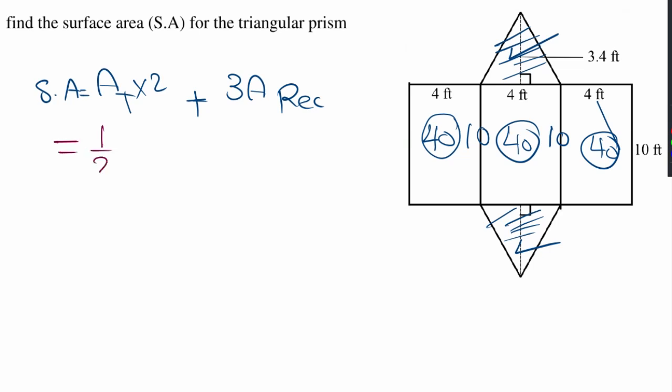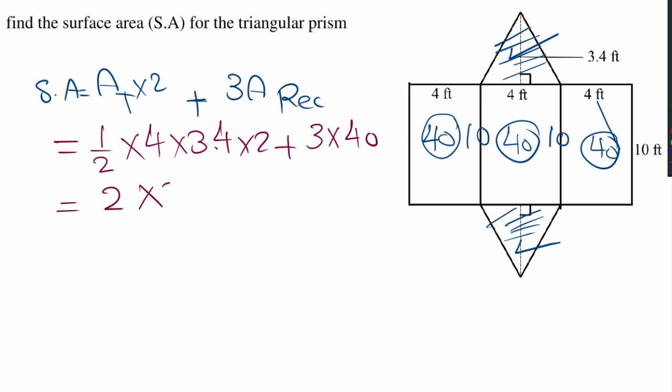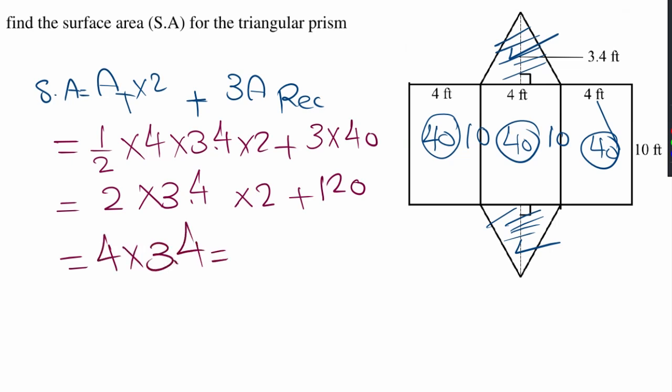Area of triangle, half times base, which is 4, times 3.4, times 2, plus area of rectangle, 3 times 40, equal half times 4 is 2. 2 times 3.4 times 2 plus 120. 2 times 2 is 4. 4 times 3.4 equal what? Equal 13.2.